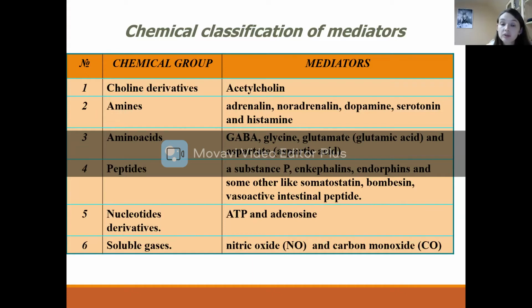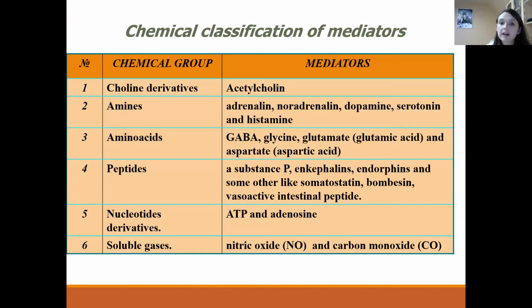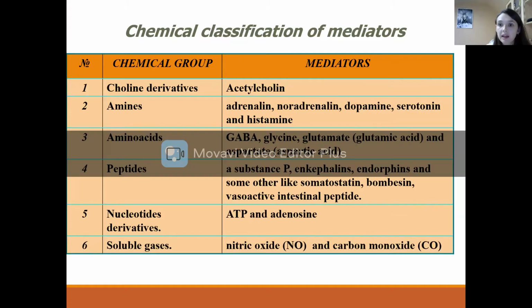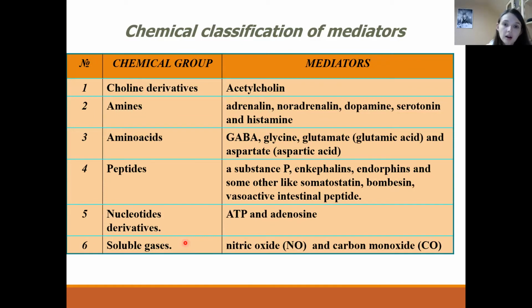We have choline derivatives like acetylcholine. We have amines, for example adrenaline, noradrenaline, dopamine, serotonin, histamine. We have amino acids like GABA, glycine, glutamate, aspartate. We have peptides, such as substance P, enkephalins, endorphins, somatostatin. We have nucleotides and their derivatives, like ATP and adenosine. And we have soluble gases, nitric oxide or carbon monoxide.